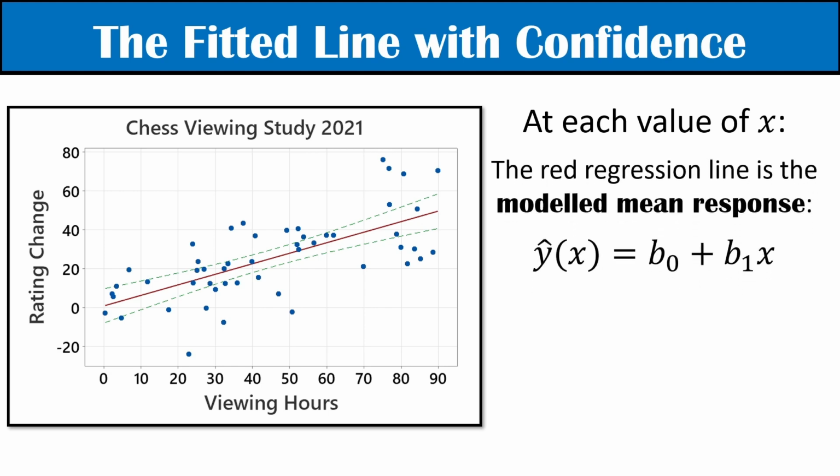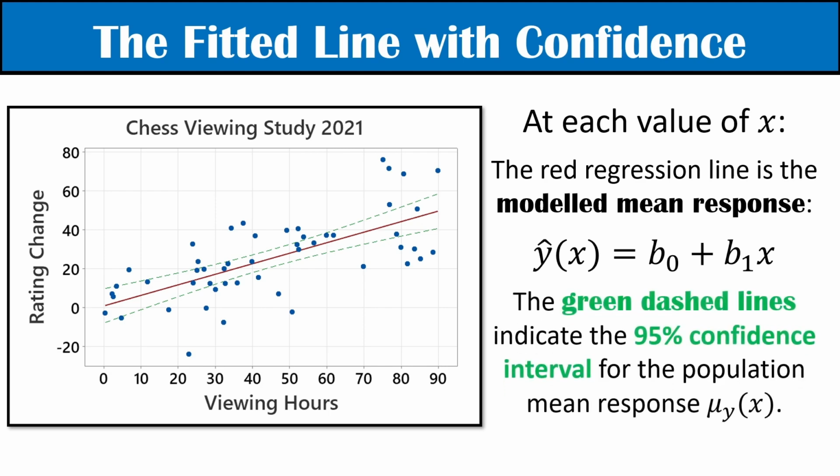So that's something new. At each value of x, the red regression line is the modeled mean response, the y hat with b0 and b1. Of course, this is an approximation of the actual model, which is beta 0 plus beta 1 x. This is our best estimate of the population mean response for different values of x. That's the red line. The green dashed lines indicate a 95% confidence interval for the population mean response.